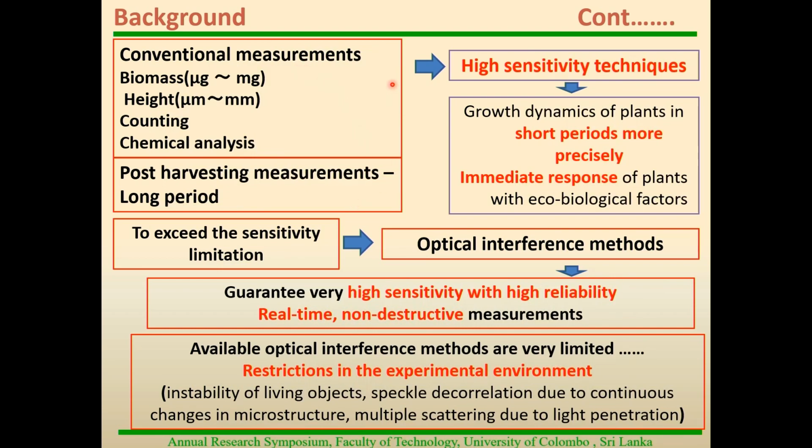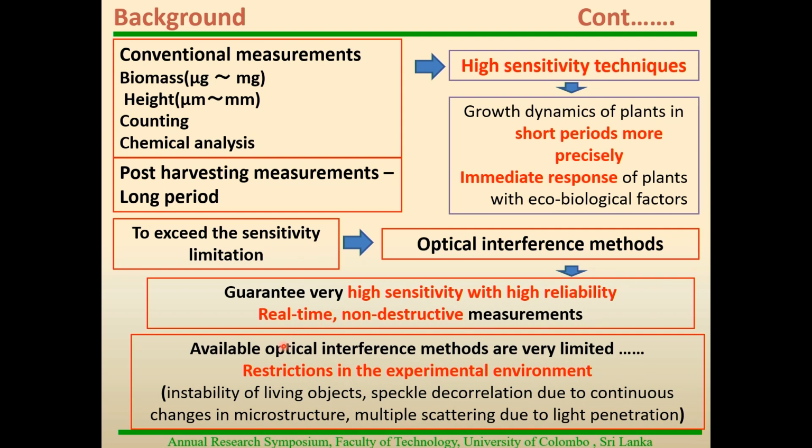So that is why we need highly sensitive techniques that can quantify the growth dynamic of plants in a short period more precisely and observe the immediate response of the plant to ecobiological factors. Those sensitivity limitations can be overcome using the optical interference method. The optical interference method guarantees very high sensitivity with high reliability, and we can do real-time and non-destructive measurements using it.